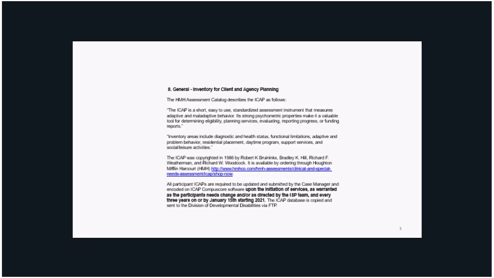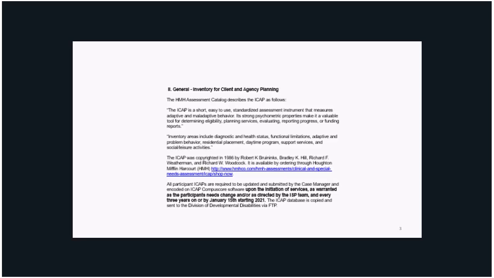But other than that, we are submitting the ICAPs in the choices waiver, including CTS and shared living, on a 3-year rotation, which begins in 2021. So all ICAPs for choices, including CTS and shared living, need to be updated and submitted to the division via FTP by January 15th, 2021. The ICAPs for family support and ICF continually stay on the annual rotation.